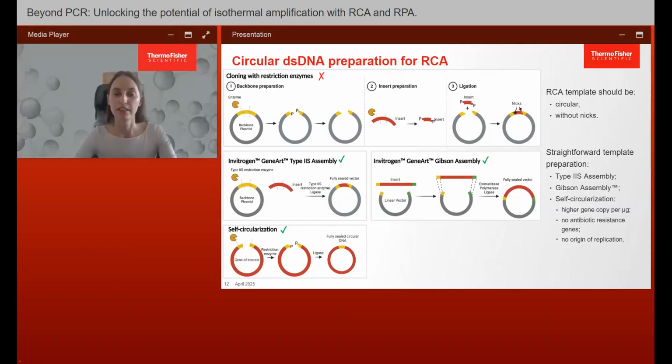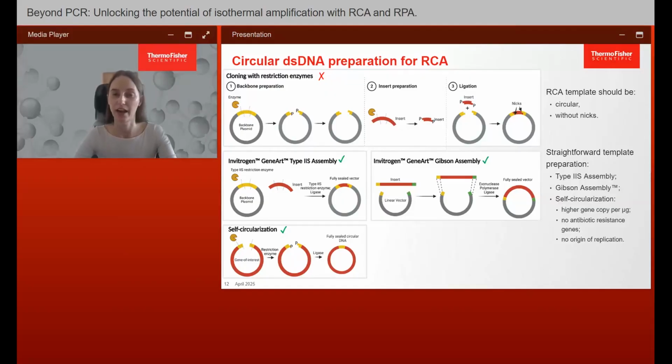This method uses linearized vector and inserts with 20 to 40 base pair overlapping ends. And these fragments are incubated with Gibson assembly reaction mix, and during the reaction, 3 enzyme activities take place. So firstly, exonuclease generates single-stranded overhangs. Complementary overhangs anneal to each other. Then DNA polymerase fills in the remaining gaps, and DNA ligase seals the nicks to generate a fully sealed vector, again suitable for RCA reaction.